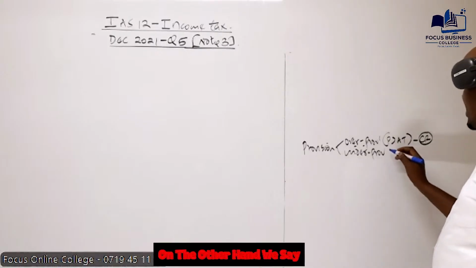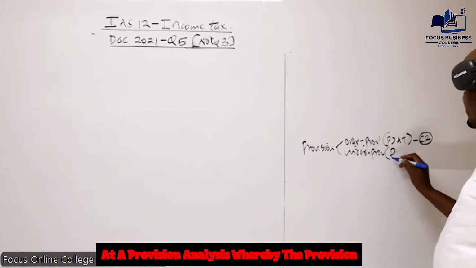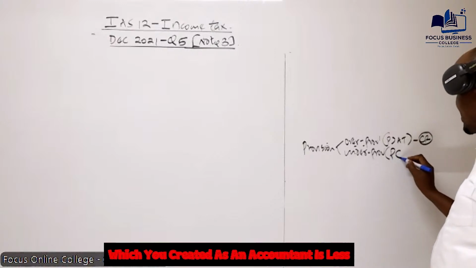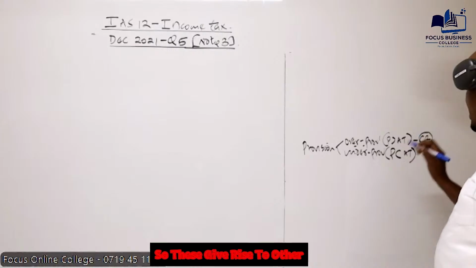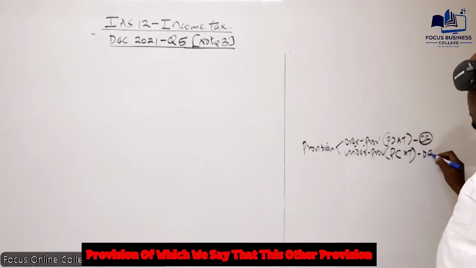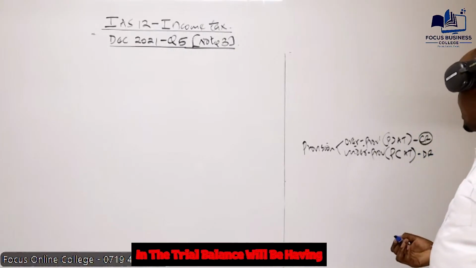On the other hand, we said under provision is whereby the provision which you created as an accountant is less than the actual tax. So this gives rise to under provision, of which we say that this under provision in the trial balance will be having a debit balance.